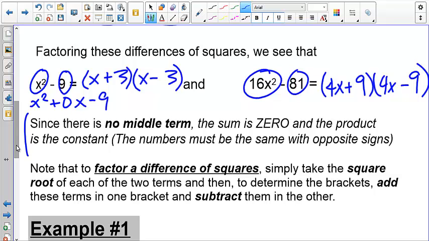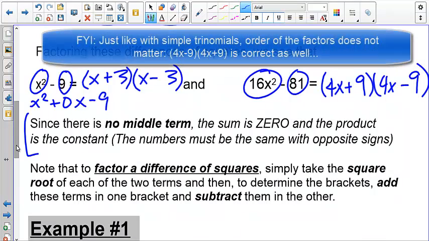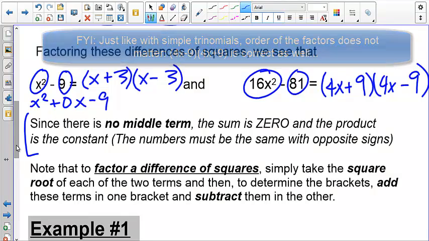Since there's no middle term, the sum we're looking for is 0, and the product is the constant, that number tagging along at the end. The numbers must be the same with opposite signs. So be careful here, because it's not plus 9 and plus 9. It's a plus 9 and then a minus 9, because they cancel each other off.